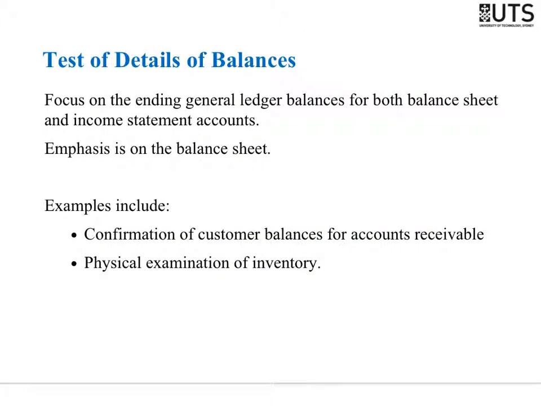Okay. The third one is the test of details of balances. Now, this is the third and final type of substantive testing, okay? This one is also detailed, hence the name, details of balances. But the difference between this one and the test of transactions, you know what? Let me show you this in the most basic way that I can.